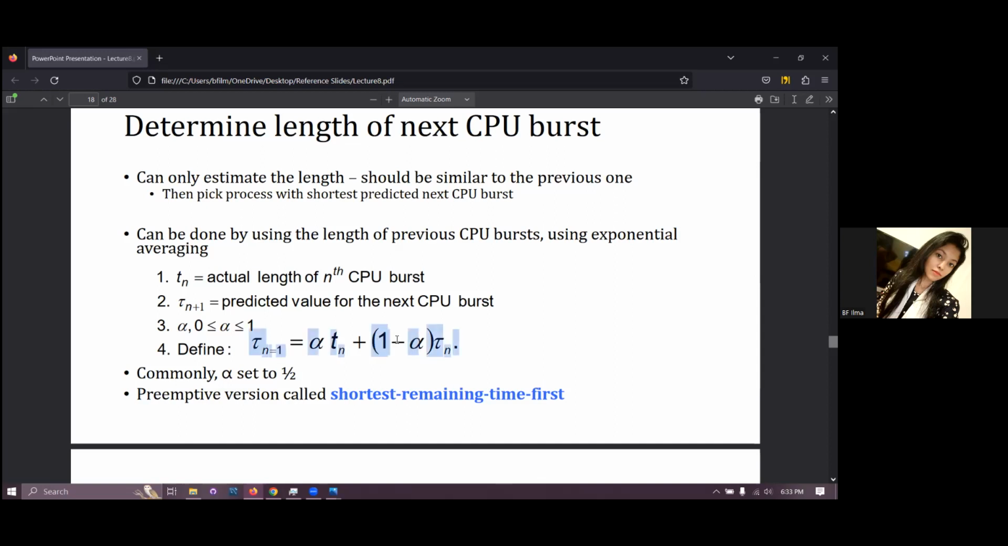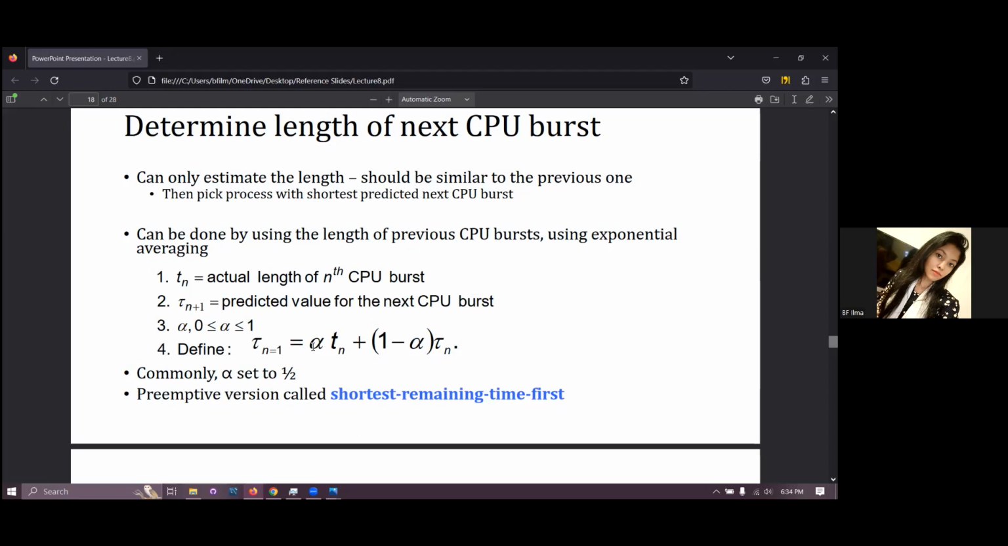So this is the past history, the second term, this (1 - alpha) multiplied by tau n. And this is the past history, and recent data is the alpha multiplied by Tn. So suppose alpha is equal to 1. That means the second term will be 0. So the past history is ignored, and we assume the next burst, tau n+1, will be equal to Tn, because alpha is 1. So then next burst is equal to current burst.